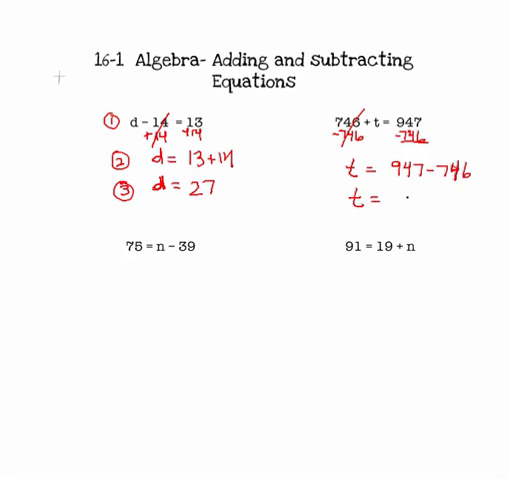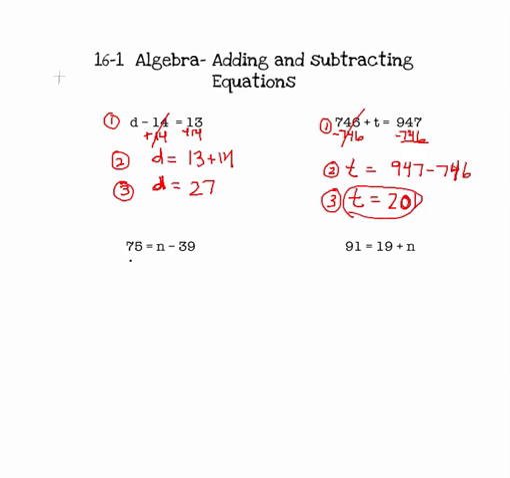7 take away 6 is 1. 4 take away 4 is 0. Hey, get back there. And 9 take away 7 is 2. That's my answer. Now if you stuck t into the equation, 201 plus 746, you would get the answer 947. But this is how you do it algebraically. This is step 1, step 2, and step 3, which is your answer. A lot of times I'd like you to circle your final answer so I can tell.